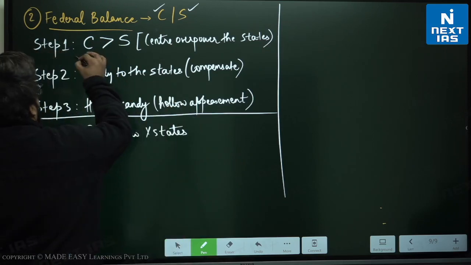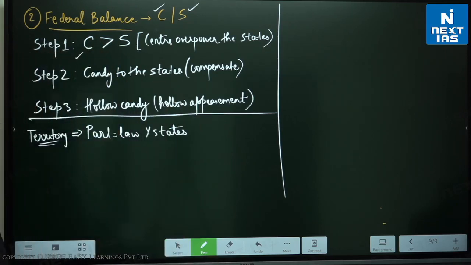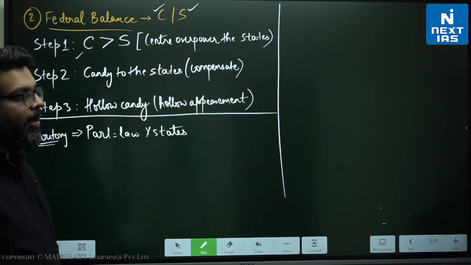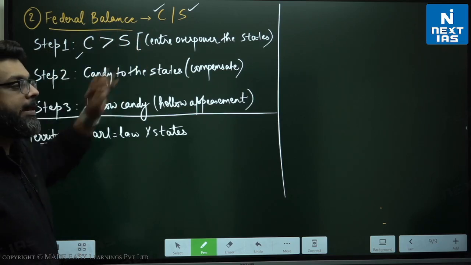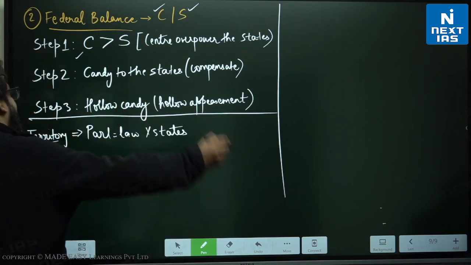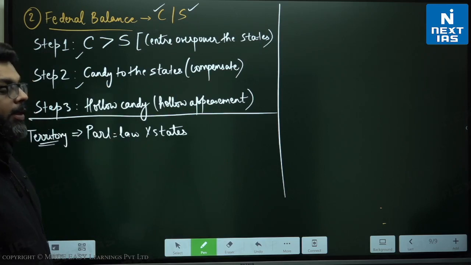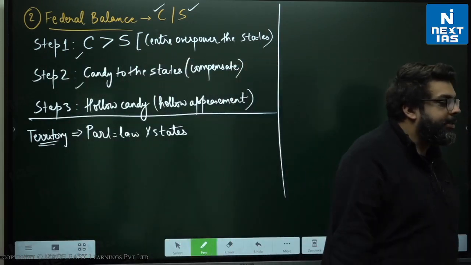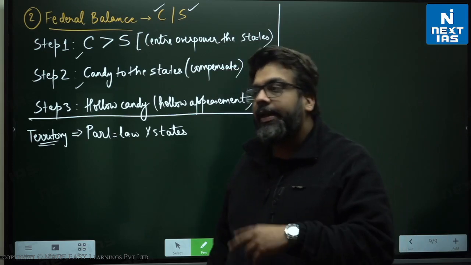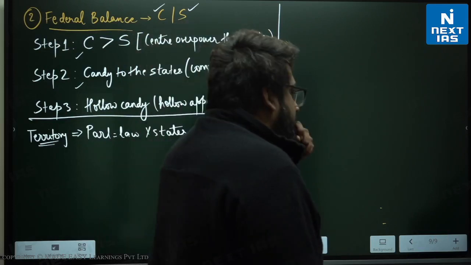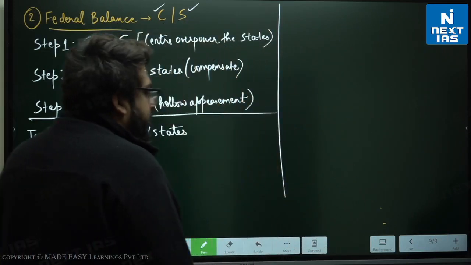So, step number 1, center stronger than the states: all territorial changes happen by the center. Now this of course violates the integrity of the states. It violates the autonomy of the states. So we have to give them a candy. The candy is, if it is an internal reorganization, if you are reorganizing the states internally, redrawing a state boundary, dividing a state into 2, merging 2 states into 1, converting a state into a union territory, a union territory into a state, either of the things, right?